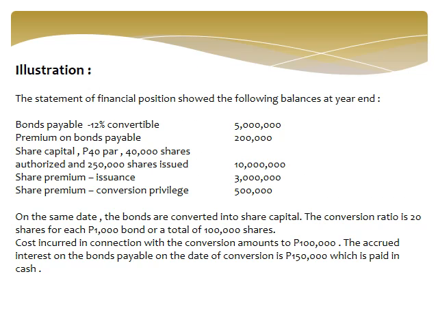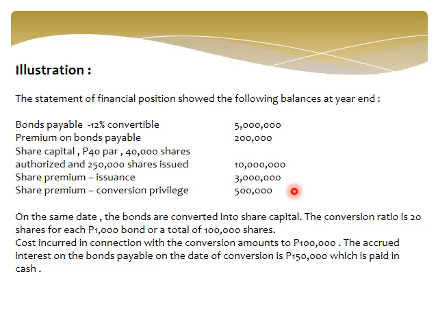So, for our illustration, the statement of financial position showed the following balances at year-end. Bonds payable, 12% convertible, 5 million. Premium on bonds payable, 200,000. Share capital, 40 pesos par, 40,000 shares authorized and 250,000 shares issued, 10 million. Share premium issuance, 3 million. Share premium conversion privilege, 500,000.